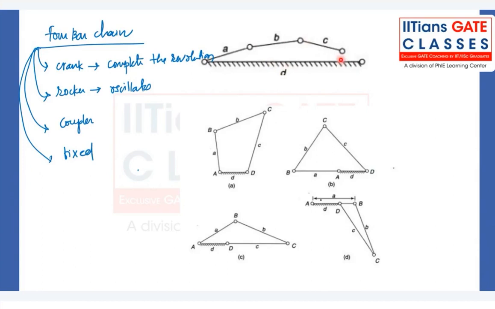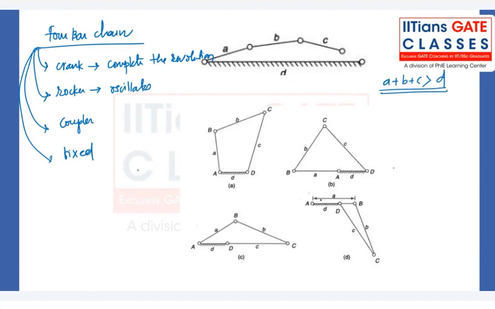Okay, so in order to make a mechanism, we should not satisfy this criterion. In general, a plus b plus c should be greater than d. Only then is it possible to make it, or the sum of the 3 links should be greater than the 4th link, then only we can make a 4-bar chain.